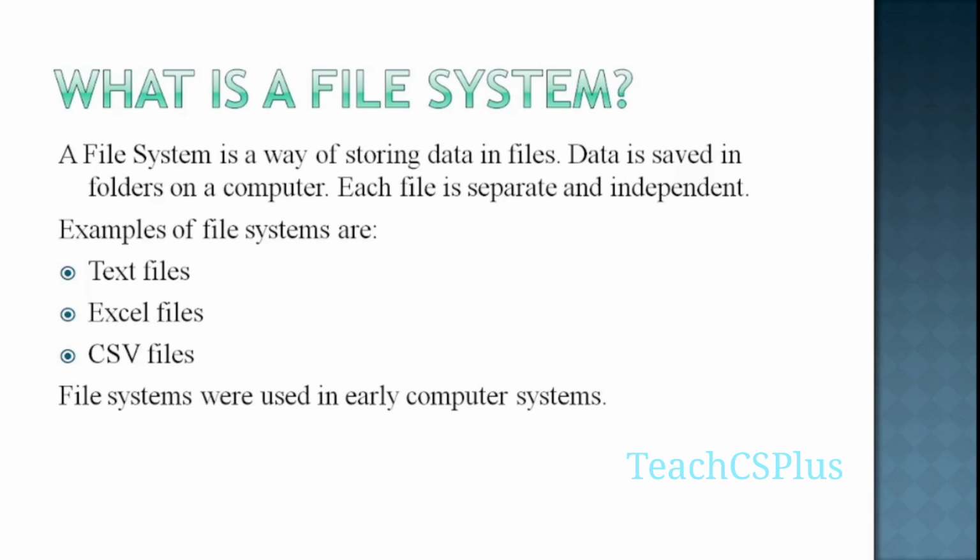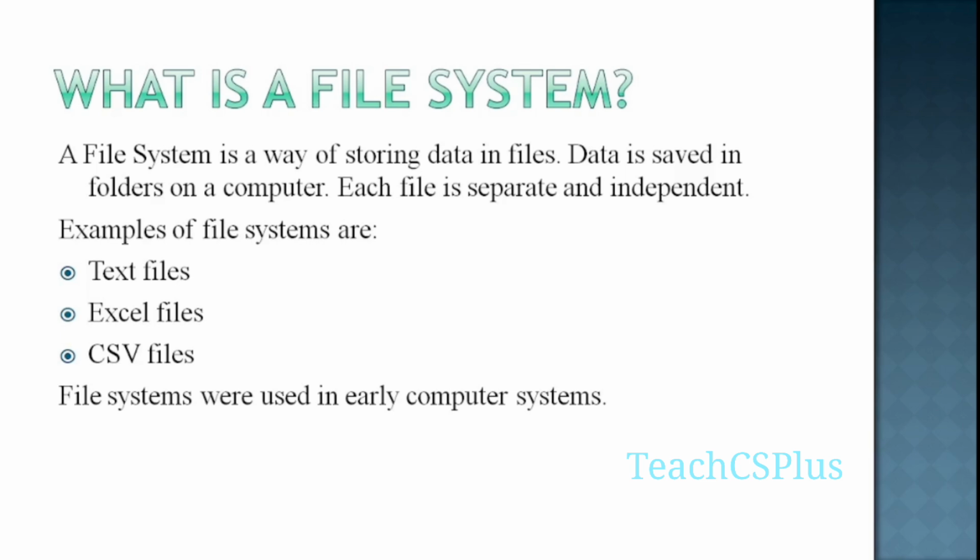What is a file system? A file system is a way of storing data in files. Data is saved in folders on a computer and each file is separate and independent. So basically, the way we can store some data in a file, the system is called file system. Examples of file system are text files, Excel files, CSV files. And this system was used in early computer systems. So basically simply we can store some data in a file using our file system. But this system was used in early computer systems.